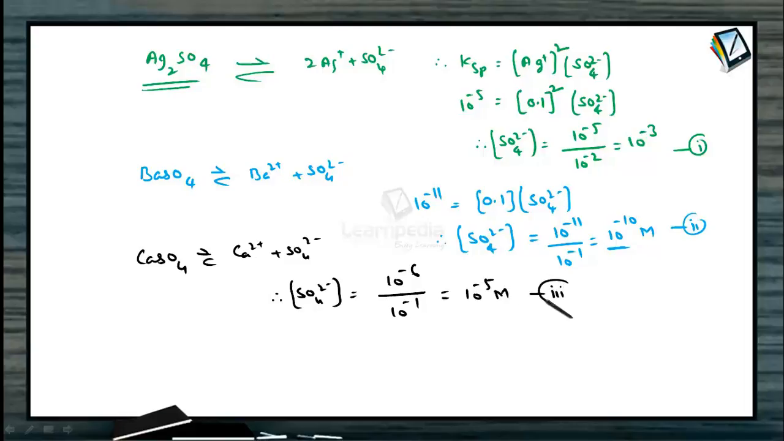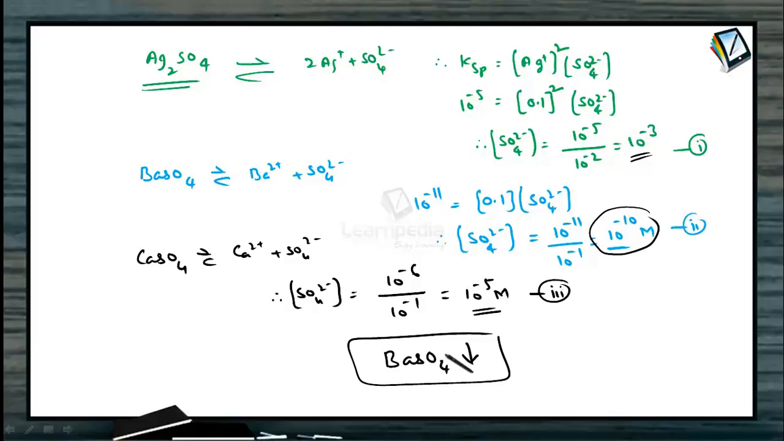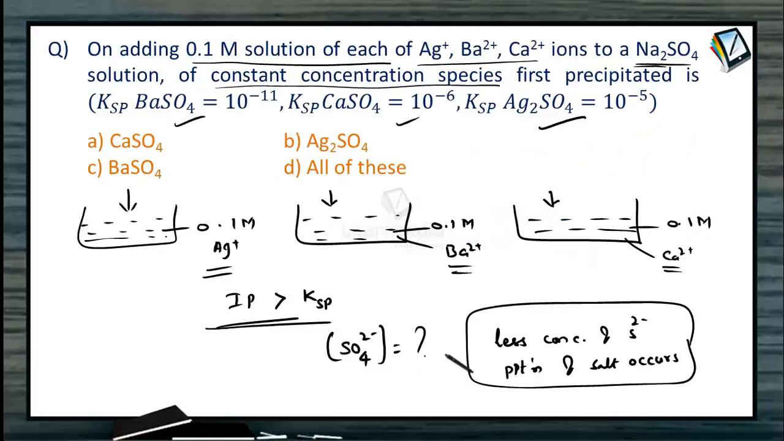This is 3. So in which of these three cases is the concentration of sulfate required least so that the appropriate cation can be precipitated? This is 10 to the power of minus 5. This is 10 to the power of minus 3. Both of which are more than this. So for barium sulfate to be precipitated, the concentration of sulfate ion required is little more than 10 to the power of minus 10, which is least when compared to the other two. Therefore, the barium sulfate will be precipitated. Let us see the options. CaSO4, Ag2SO4, BaSO4. So therefore, the answer is C.